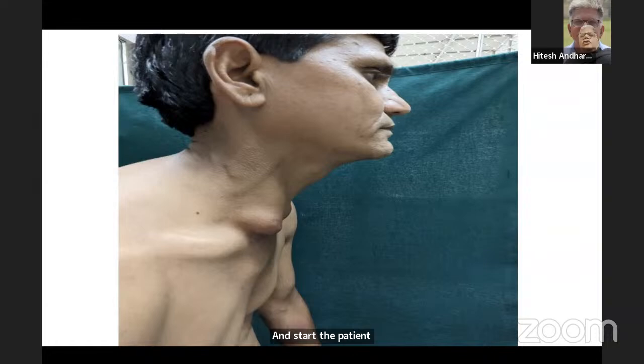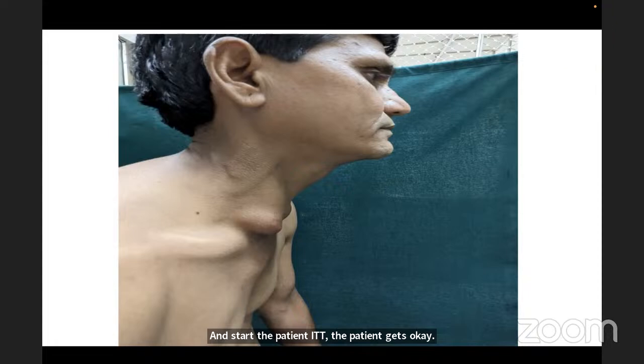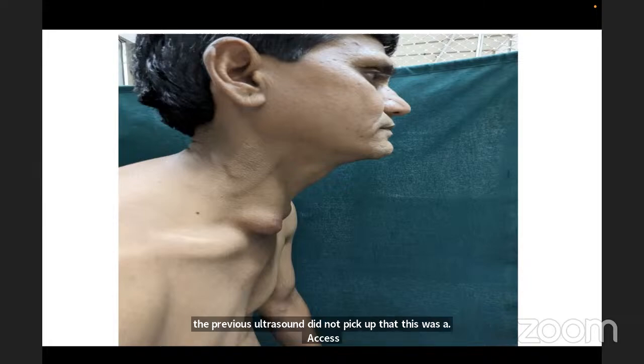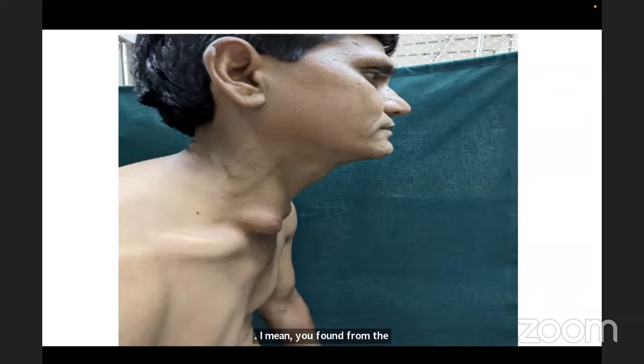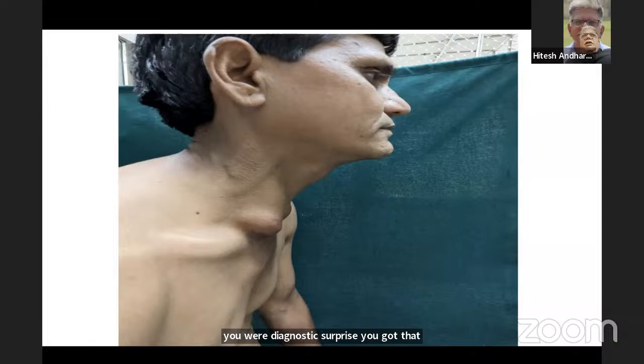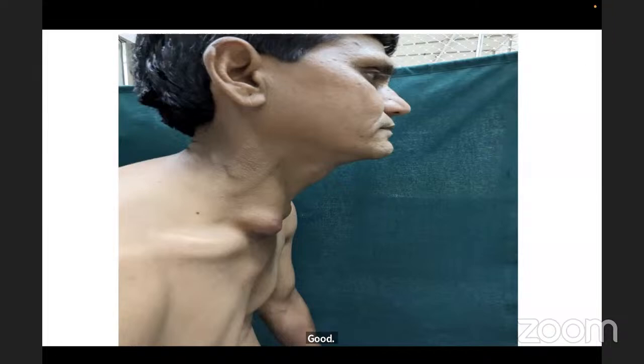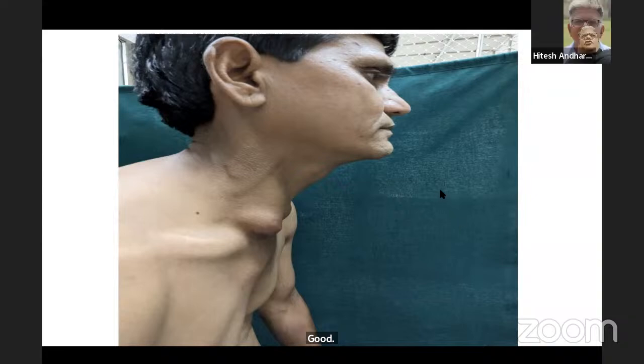In fact, repeat FNAC was also not done. He was straight away posted in OT. But the previous ultrasound did not pick up that this was an abscess. So from the story I'm hearing, it was a diagnostic surprise. No, it was showing lymph nodes with caseation, and the sonography was suggesting jugular vein thrombosis. We knew that because in the central portion there was softening and redness, so there would be some amount of pus, but the sonography did not pick up the deeper extension and collection.